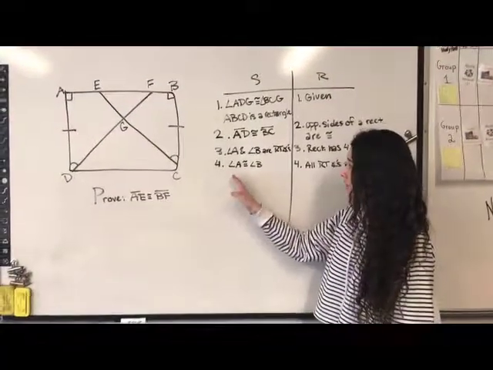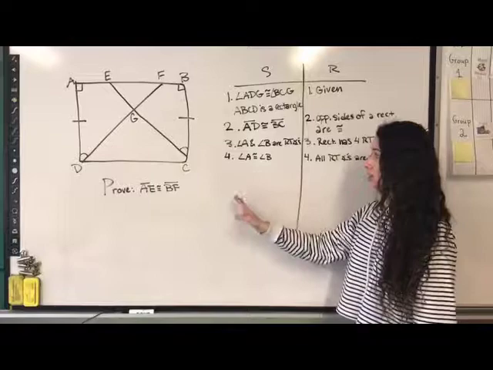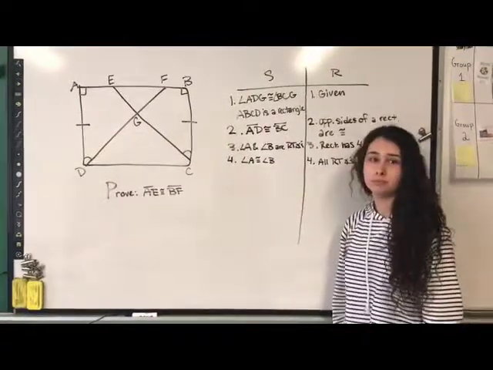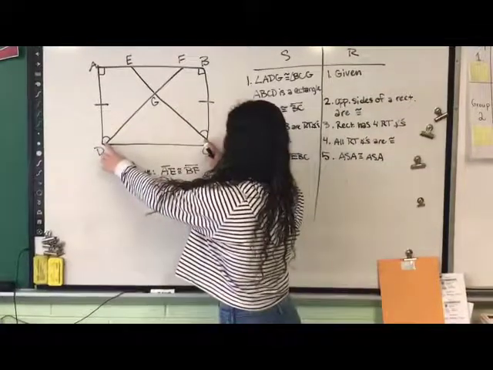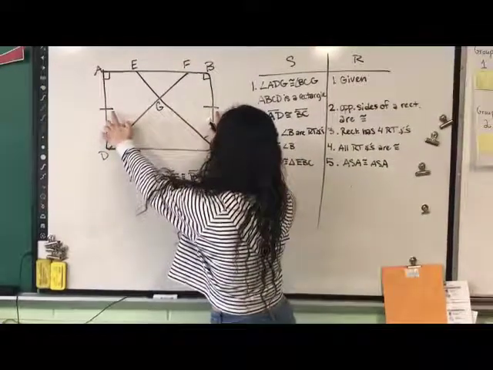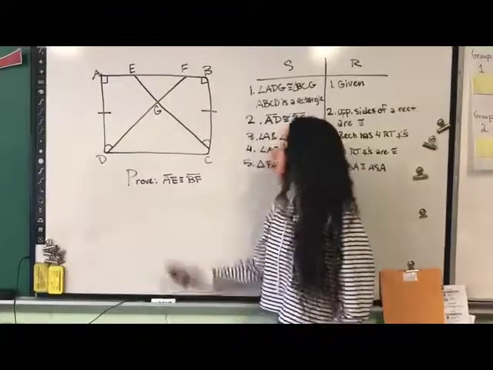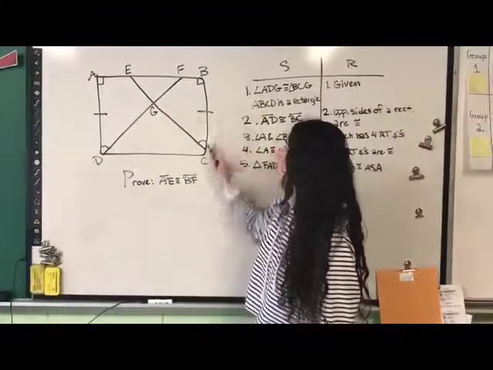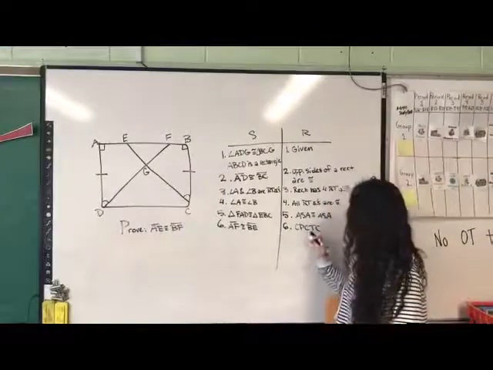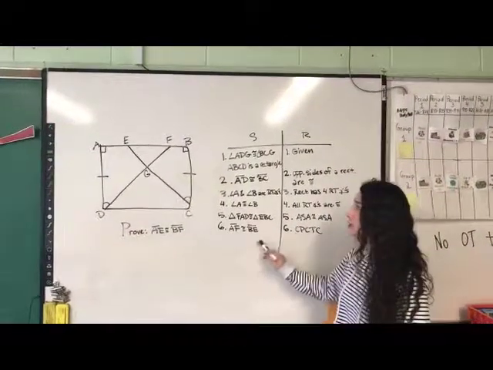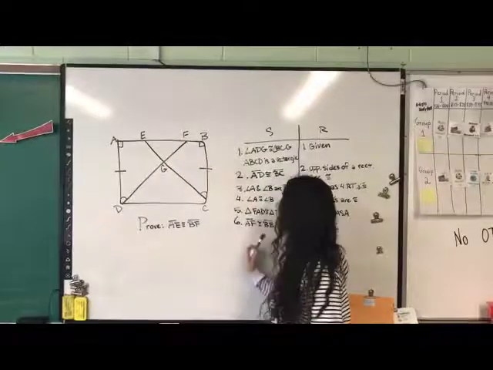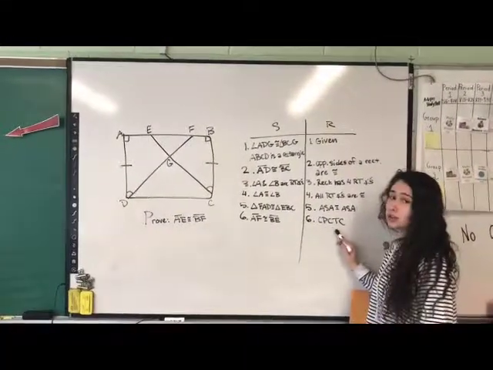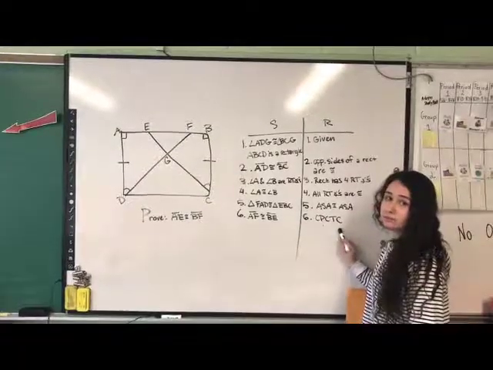And since A and B are right angles, we know that all right angles are congruent, which would make A equal B. So, since these 2 angles are equal, these 2 sides are equal, and these 2 right angles are equal, that would make triangle ADF equal triangle BCE. So, after angle side angle, we would know that AF equals BE because corresponding parts of corresponding triangles are congruent.